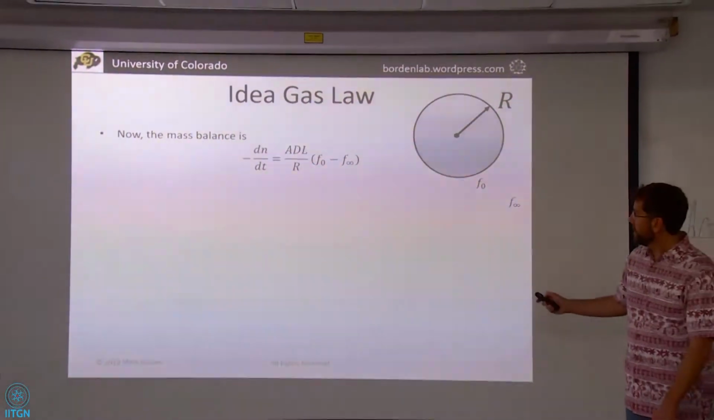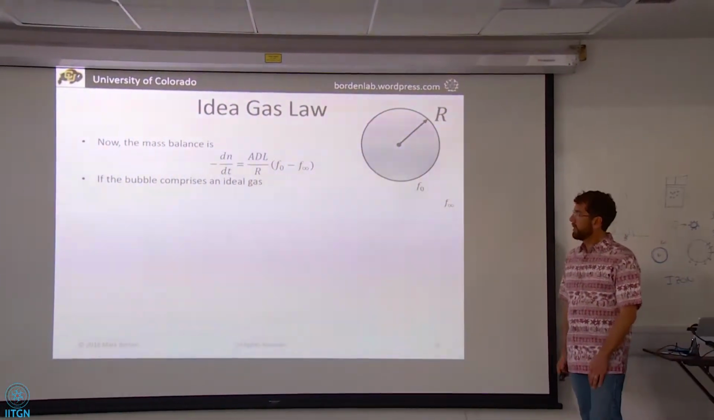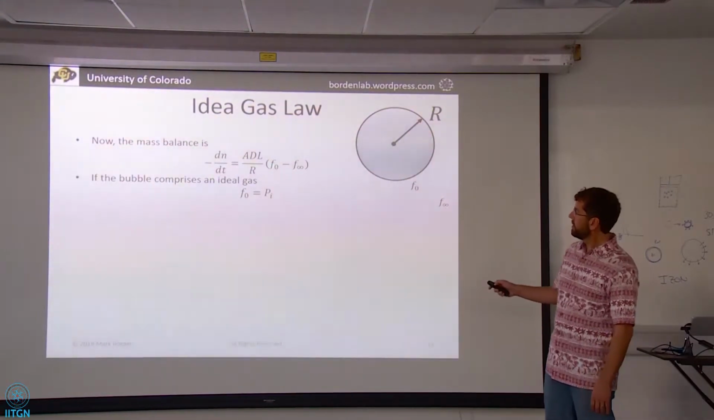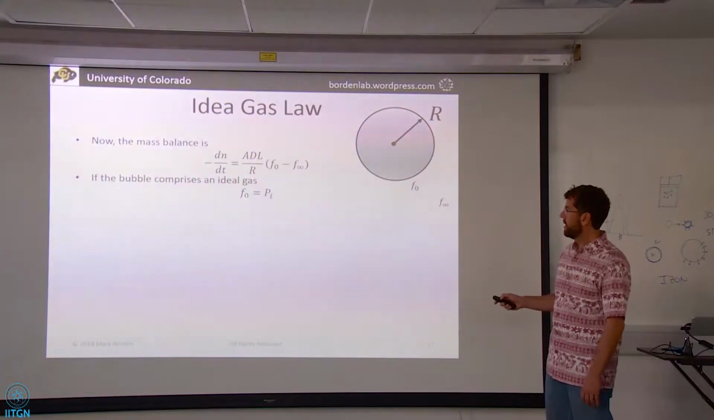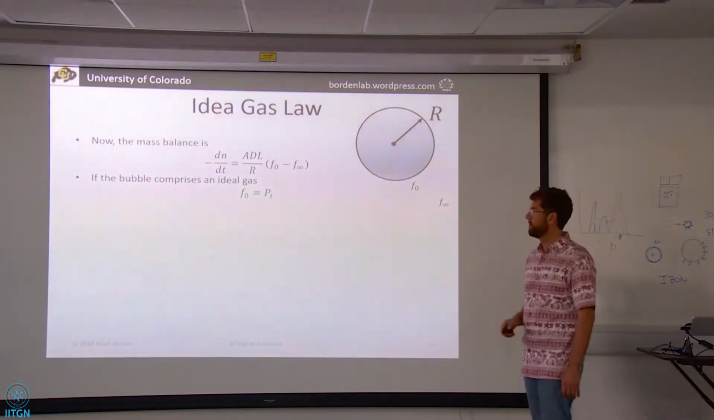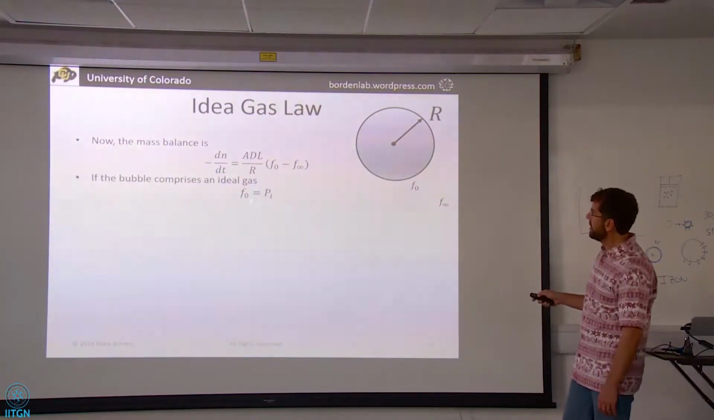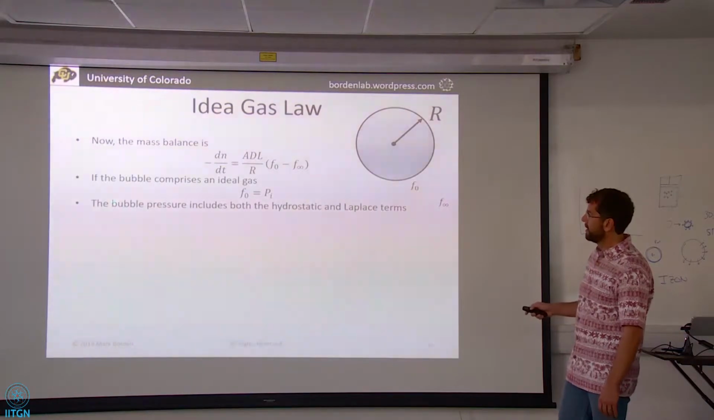Now, this is the mass balance. If the bubble comprises an ideal gas, then the fugacity is equal to the pressure. The fugacity of whatever component i is equal to the partial pressure of component i. Right? But the fugacity inside the bubble, f naught, is equal to p_i inside the bubble. The bubble pressure includes both the hydrostatic and Laplace pressure terms.